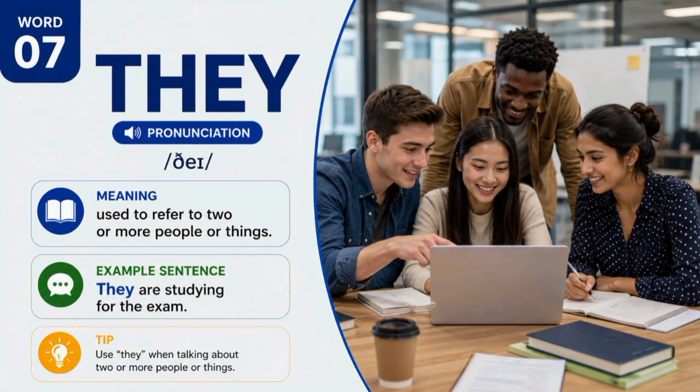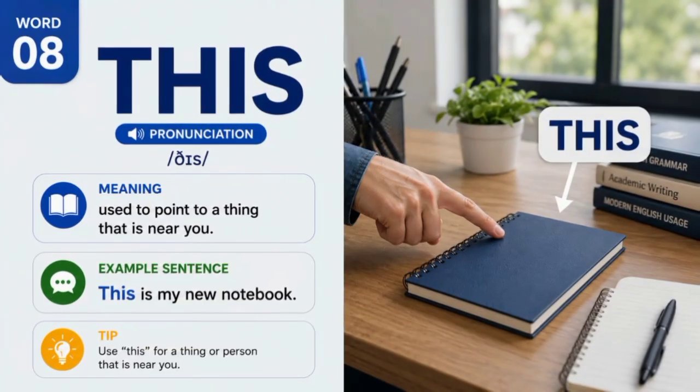Number 7 is they. It is used to refer to two or more people or things. For example, they are studying for the exam. Use they when talking about two or more people or things. Number 8 is this. It is used to point to a thing that is near you. For example, this is my new notebook. Use this for a thing or a person that is near you.